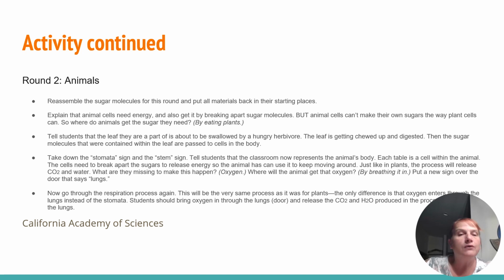So put a new sign over the door that says lungs. Now go through the respiration process again. This will be the very same process as it was for plants. The only difference is the oxygen enters through the lungs instead of the stomata. Students should bring oxygen in through the lungs and release the carbon dioxide and water produced in the process of exhalation from the lungs. So it's a good exercise for them to understand how that all works.